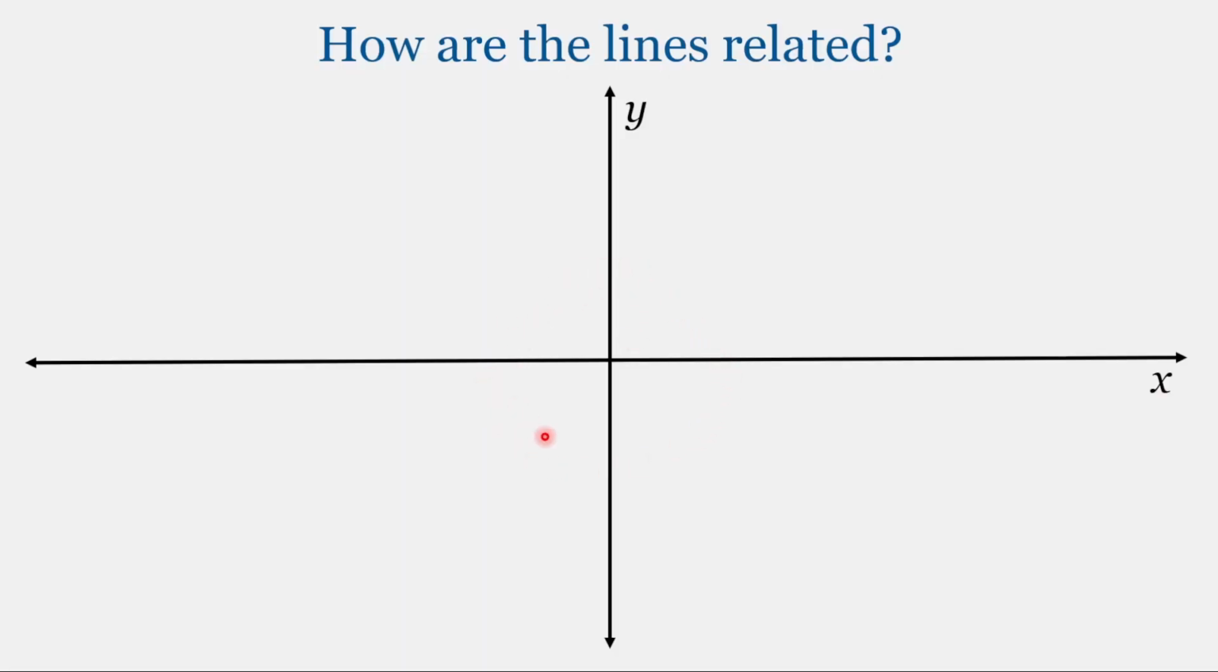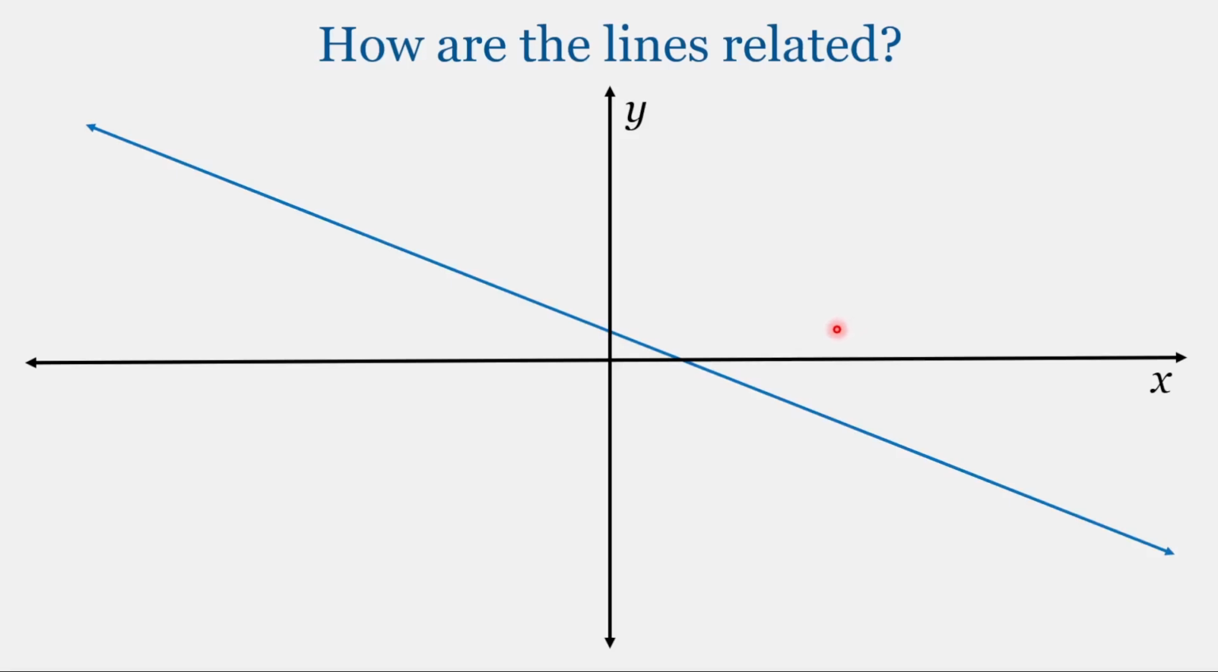So here we have our coordinate system, our Cartesian plane. We have our x-axis and our y-axis. Now I'm going to drop a line on this plane. And then I'll drop a second line. Notice that these lines cross or intersect just once. So they only have one point in common.